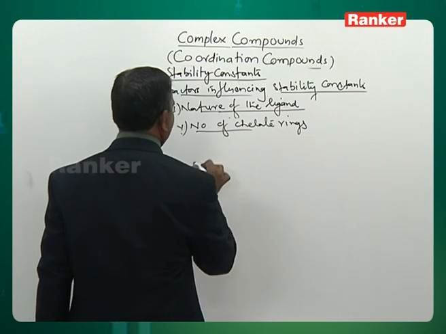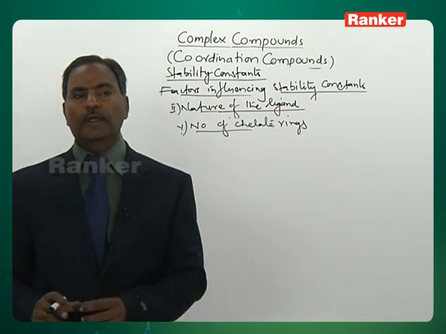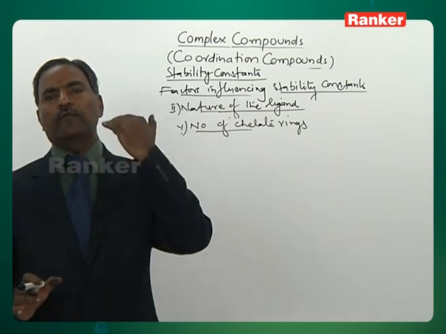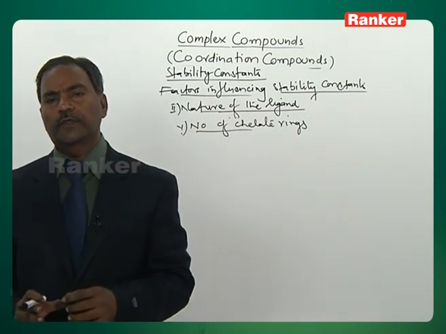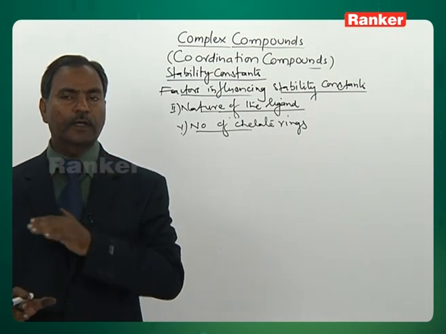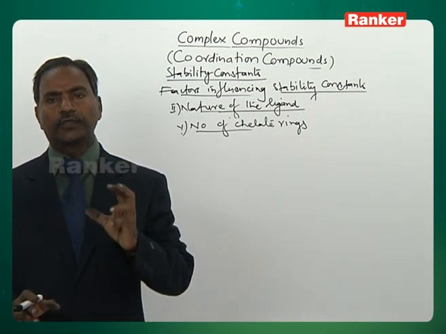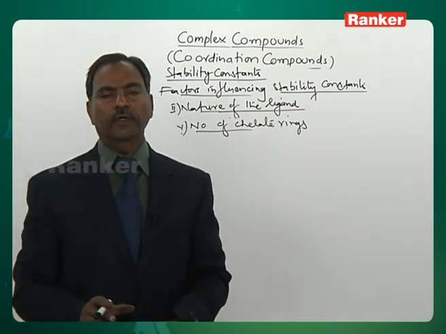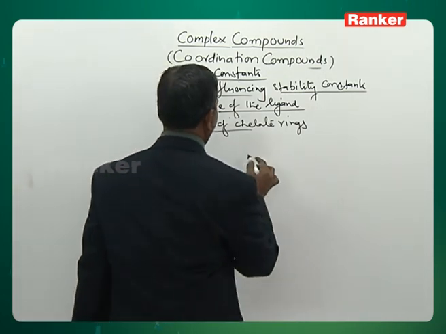Now, suppose any one chelate ligand is capable of forming more number of chelate rings. That particular complex is found to be highly stable. What I am saying is, a chelate ligand which is capable of forming more number of chelate rings is found to be more stable. Let me give an example.